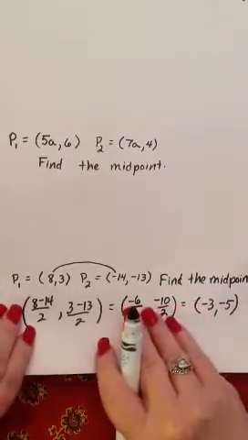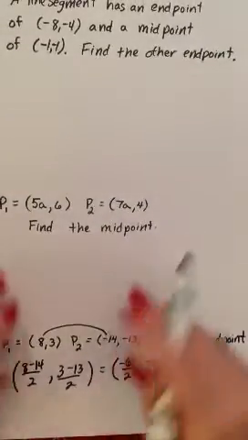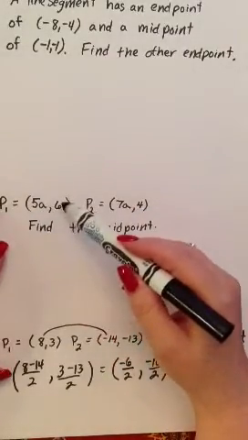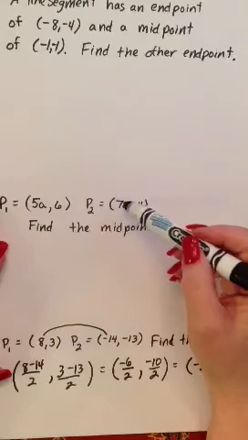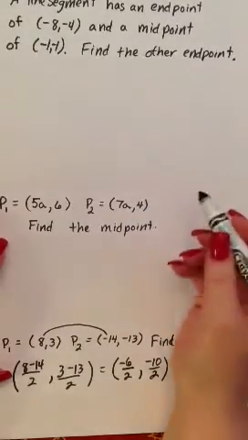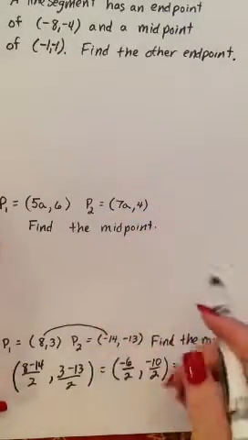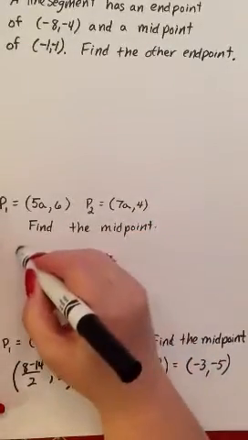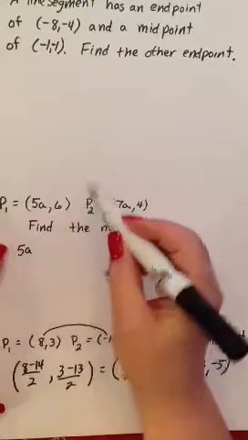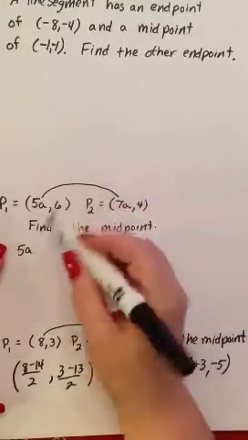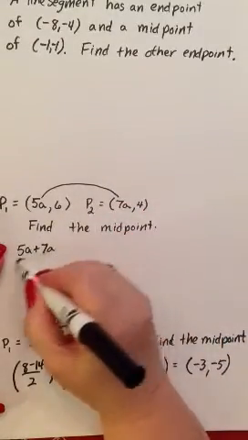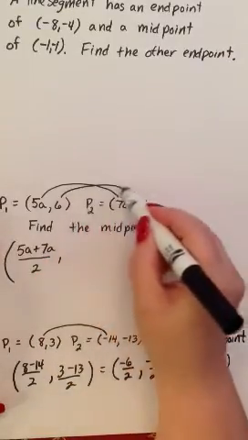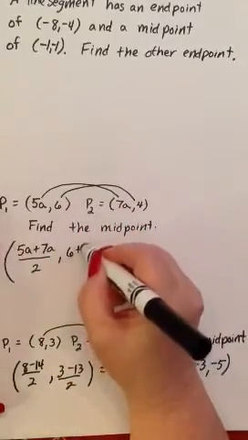All right, so next case here, it says point P sub 1 is (5a, 6) and point 2 is (7a, 4). Find the midpoint. You're going to do it exactly the same way. They just happen to throw in some letters, but that's okay, you can do that. So we just add the x's, so (5a + 7a)/2, comma, (6 + 4)/2.